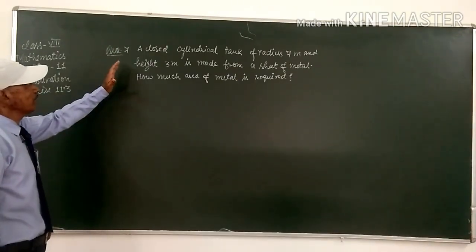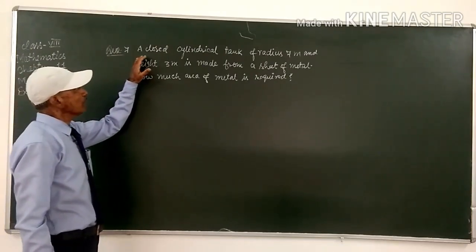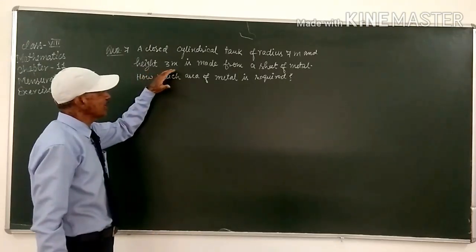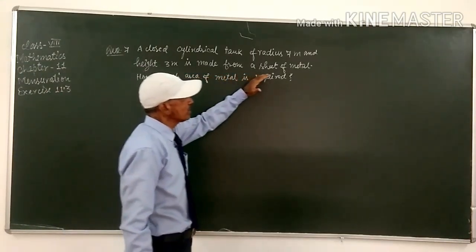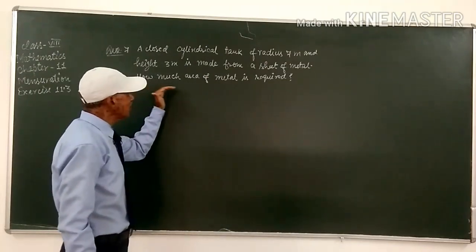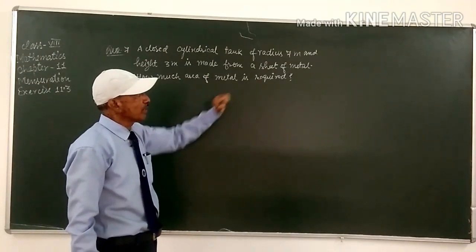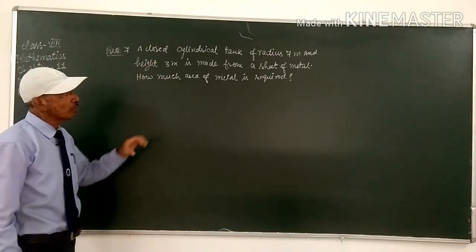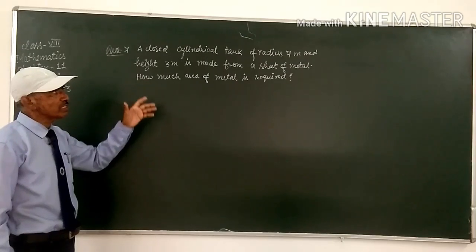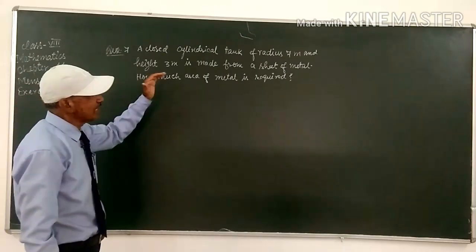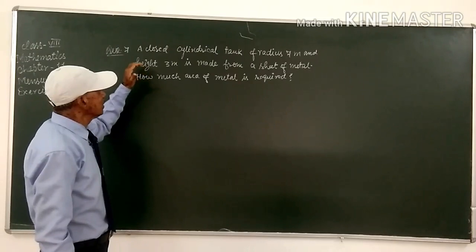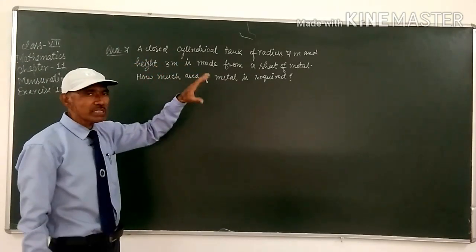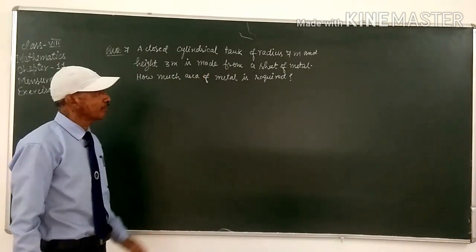This is question number 7, students, and in this question a closed cylindrical tank of radius 7 meter and height 3 meter is made from a sheet of metal. How much area of metal is required? Students, this is a closed cylindrical tank. So we have to find out the total surface area of that cylindrical tank, because the material that is required to make it is equal to the total surface area of the cylinder.